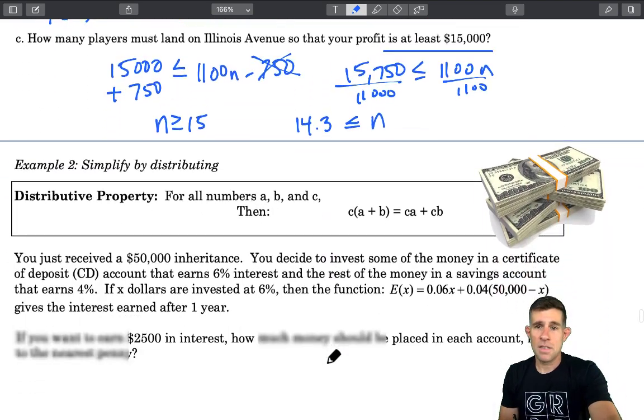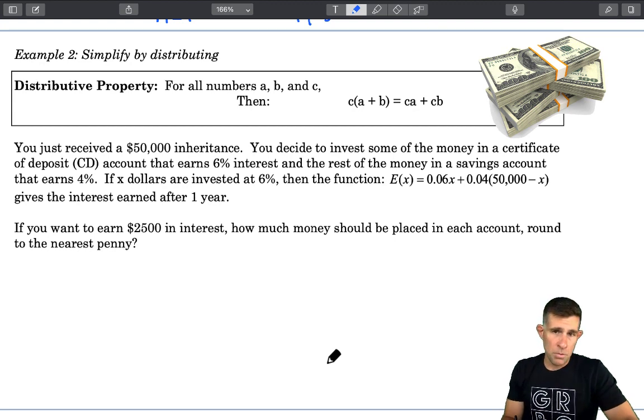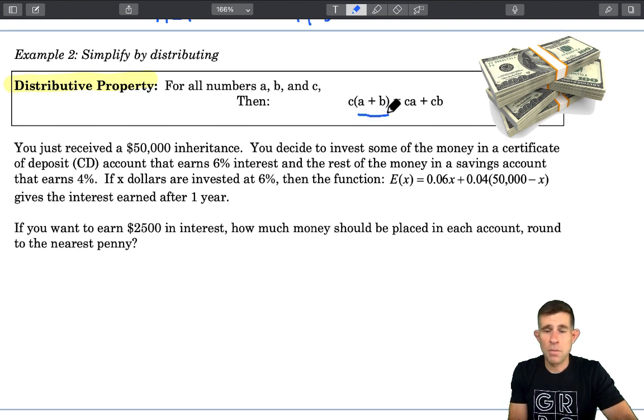All right, let's take a look at example 2. And really, the remaining examples all center around this property known as the distributive property. And you guys have learned the distributive property before. It simply goes like this. For all numbers a, b, and c, c times the quantity a plus b is going to be equal to ca plus cb. Well, let's get a look at a word problem that involves the distributive property.